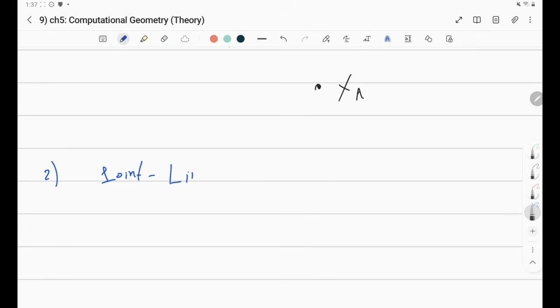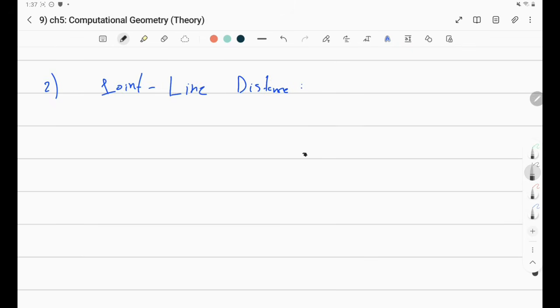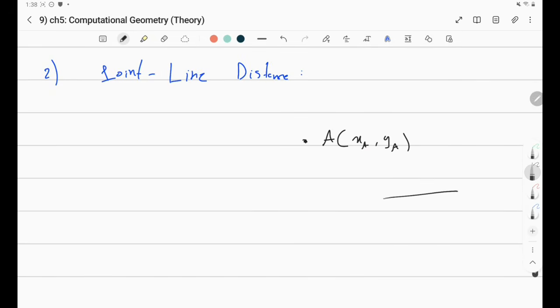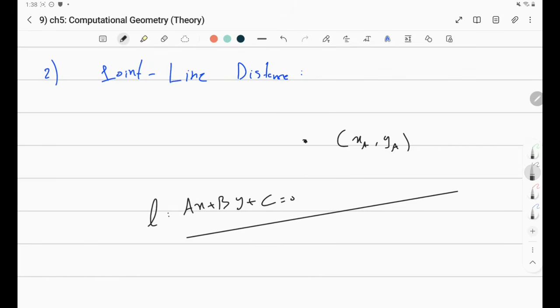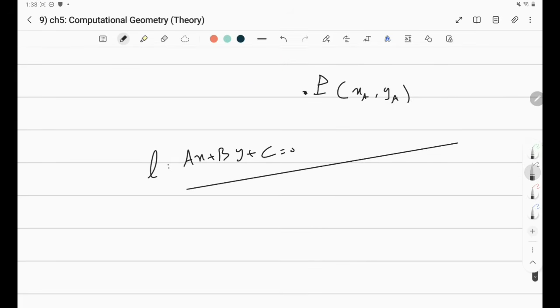Point line distance formula. So what exactly is this? Let's say you just have a point here. Let's call it A, maybe (xa, ya), and you just have a line here, a line L. Let's say it's ax + by + c = 0. Okay, probably I should say P. Then what we're interested in is the distance from this point to the line.